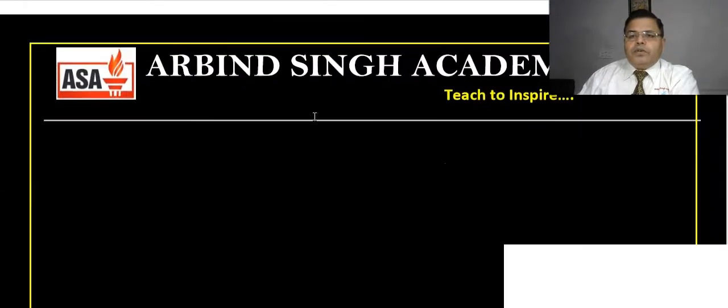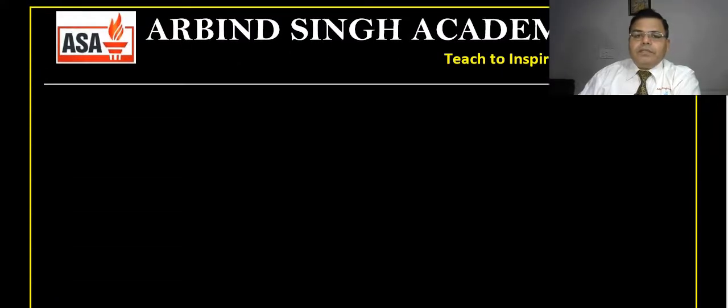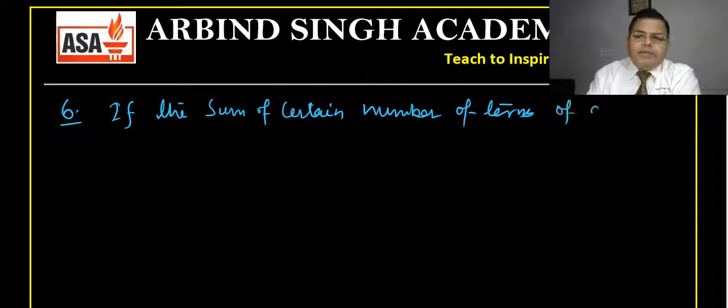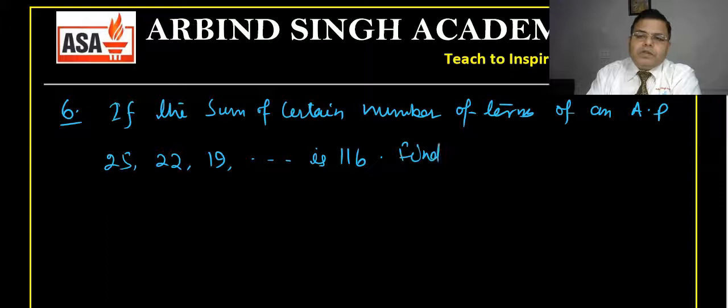So the next question is question number 6. If the sum of a certain number of terms of an AP 25, 22, 19, ... is 116, find the last term. This is the question.